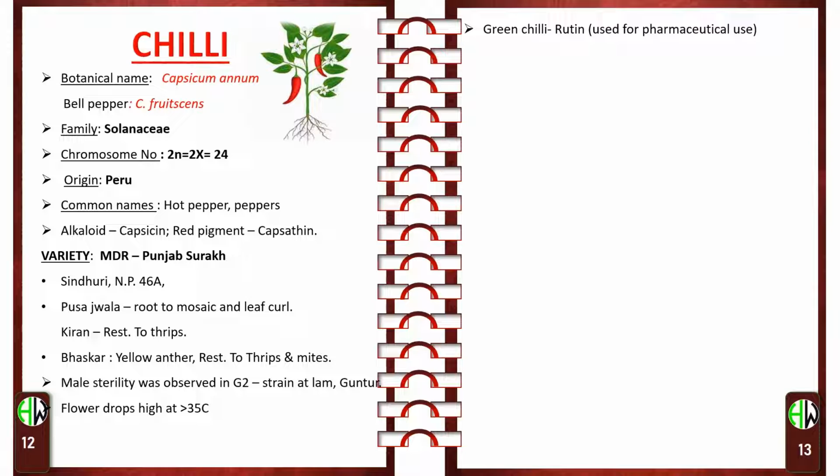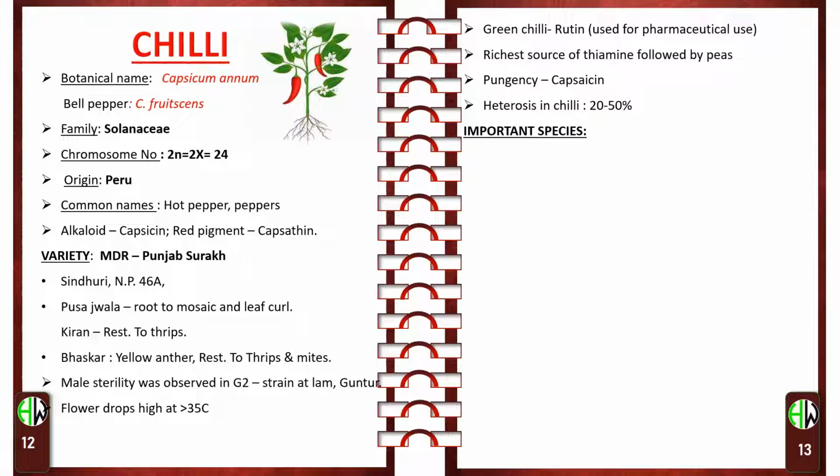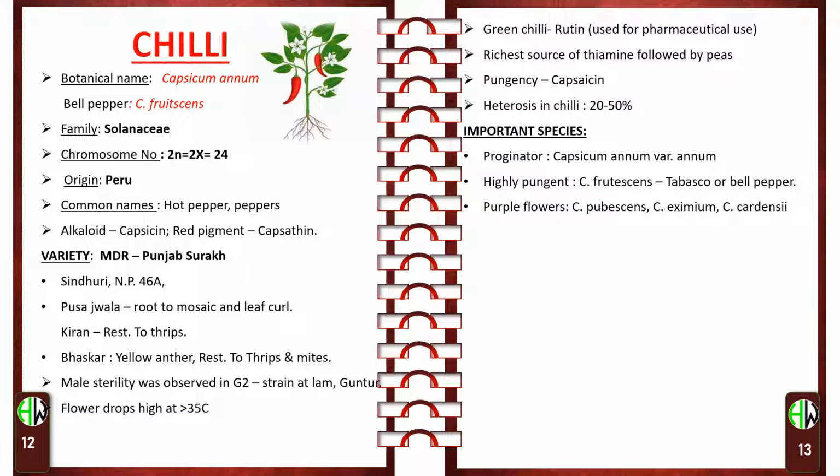Green chili contains rutin, used for pharmaceutical use. Chili is the richest source of thiamine followed by peas. Pungency is due to capsaicin. Heterosis in chili is 20 to 50%. Important species of chili are: progenitor, Capsicum annuum var. annuum. Highly pungent, Capsicum frutescens, also called Tabasco or bell pepper. Purple flowers: Capsicum pubescens, Capsicum eximium, Capsicum cardenasii.